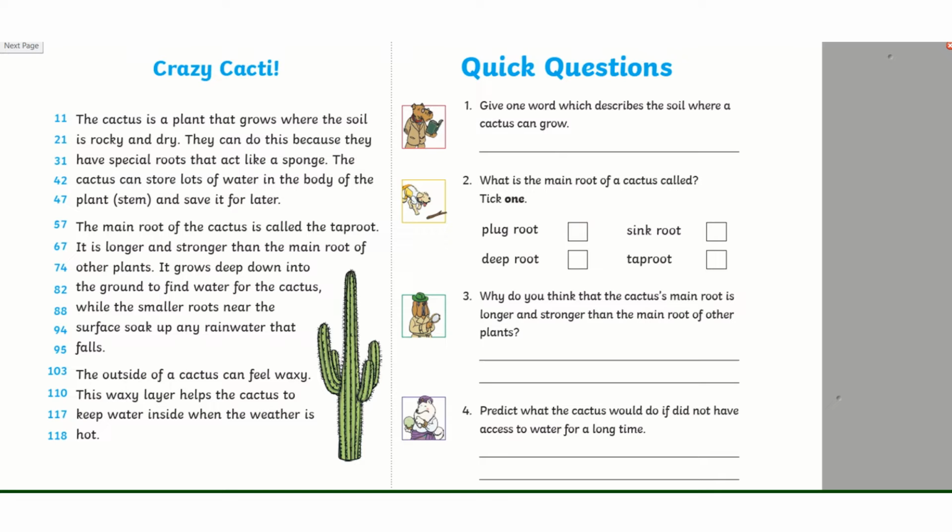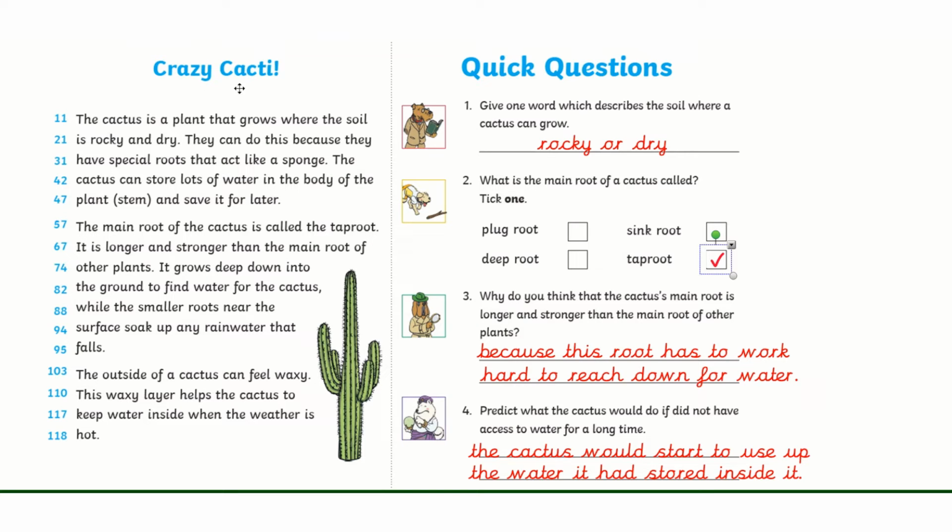Okay, let's have a look at the answers. I'll read the information about crazy cacti to you and then we'll check the questions. The cactus is a plant that grows where the soil is rocky and dry. They can do this because they have special roots that act like a sponge. The cactus can store lots of water in the body of the plant, the stem, and save it for later. The main root of the cactus is called the taproot. It's longer and stronger than the main root of other plants. It grows deep down into the ground to find water for the cactus, while the other smaller roots near the surface soak up any rainwater that falls. The outside of the cactus can feel waxy. This waxy layer helps the cactus keep water inside when the weather is hot.